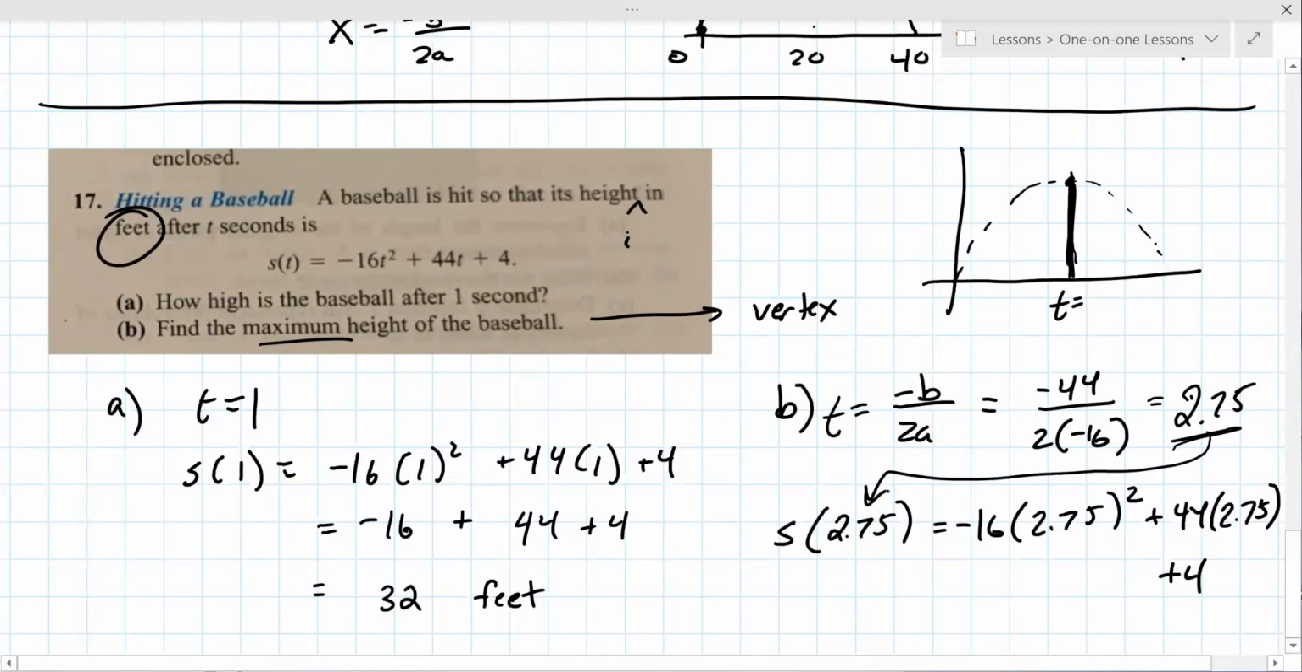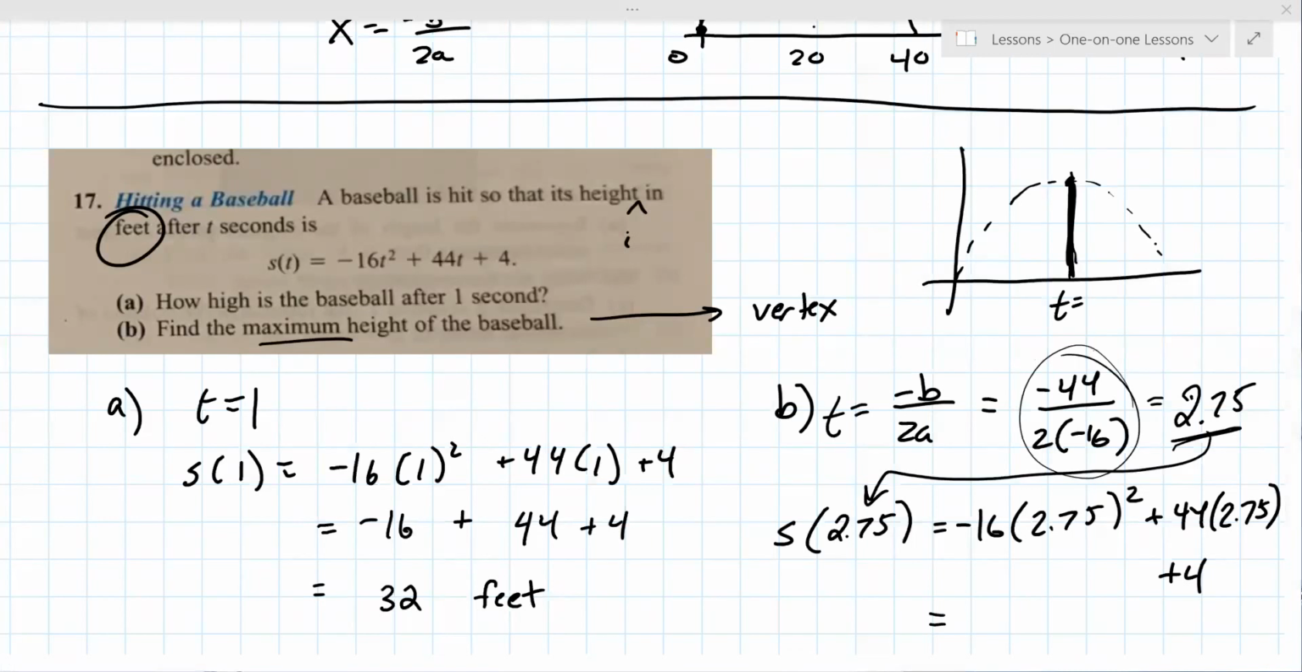Okay. And so now I'm going to square this up and multiply that by negative 16. And it's negative 121 plus 44 times 2.75 plus 4. I got 4 for the height. Yes, 4 feet. It's got to be higher than that, so I think actually the issue is right here. This is not the right number, or 2.75 is not the right number.